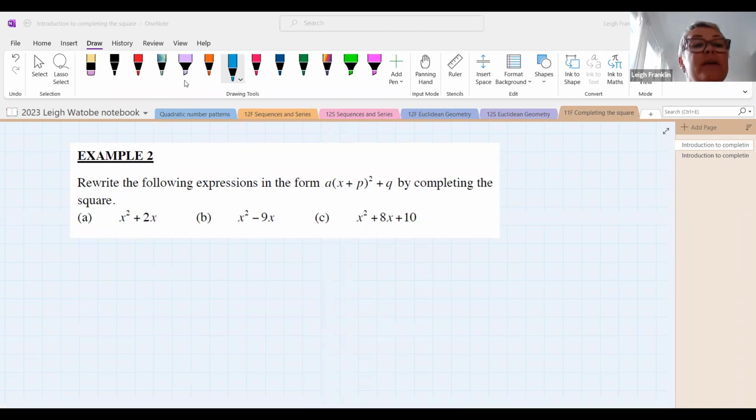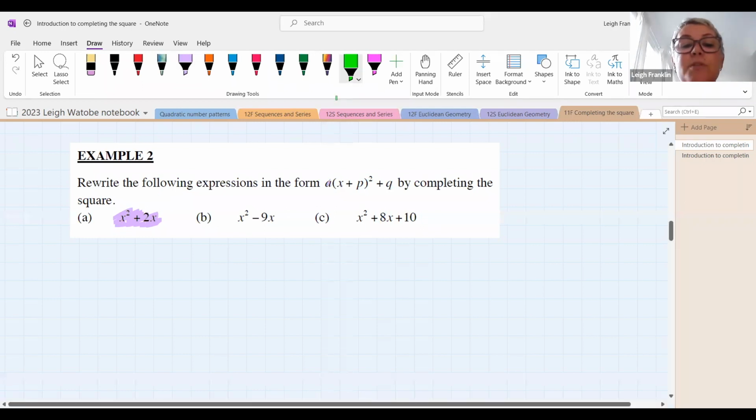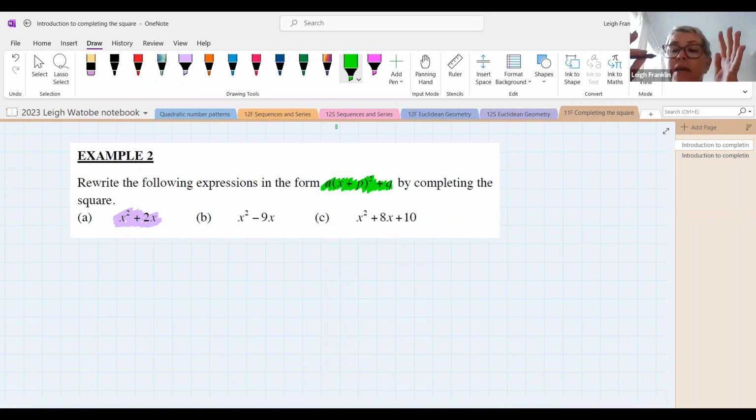This expression over here is written in the form ax squared plus bx plus c. When I am finished completing the square, it's going to be in the form a times (x plus p) squared plus q. That's what completing the square does. It is a technique that allows us to take it from standard form and write it in such a way that we can see what the values of p and q are, which are the turning points. We can look at q as the maximum or the minimum of our expression.